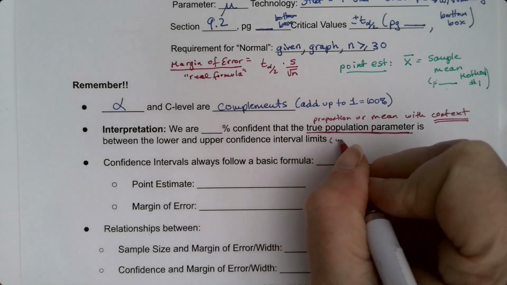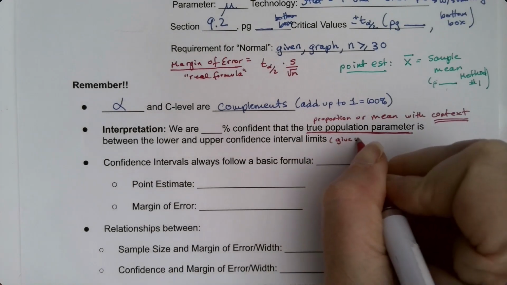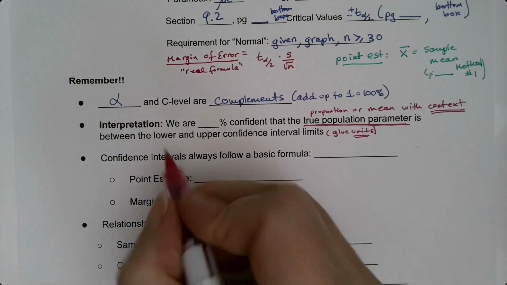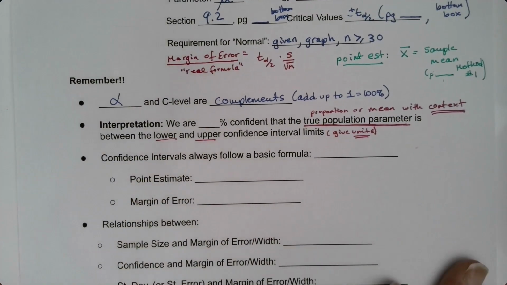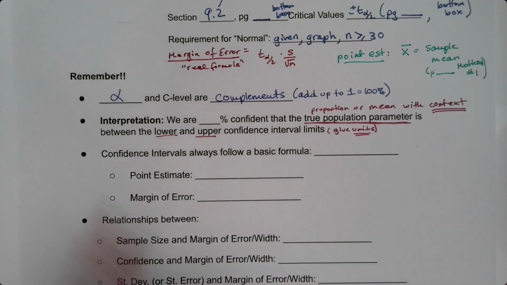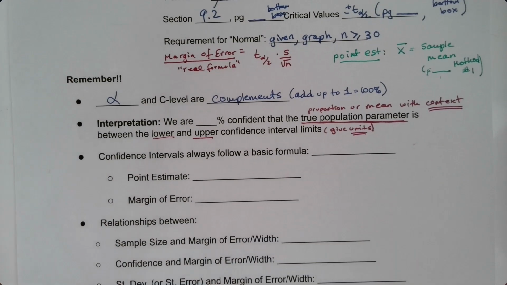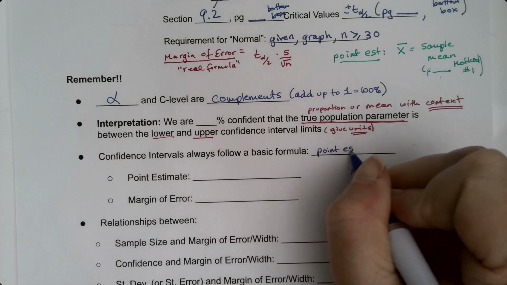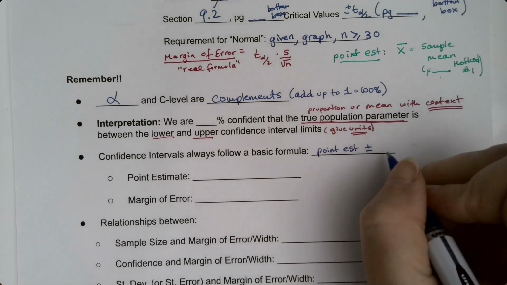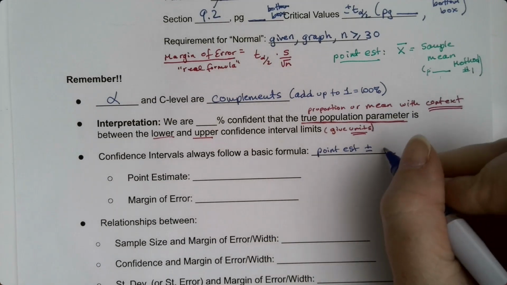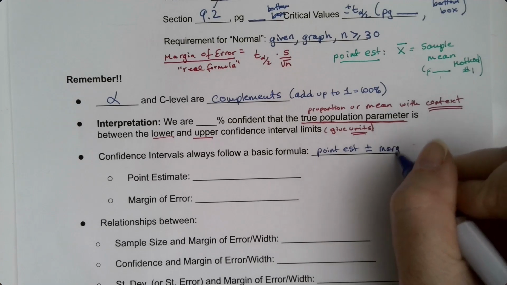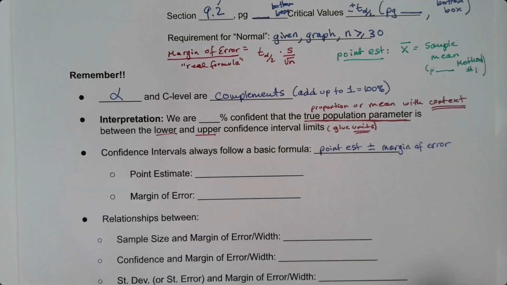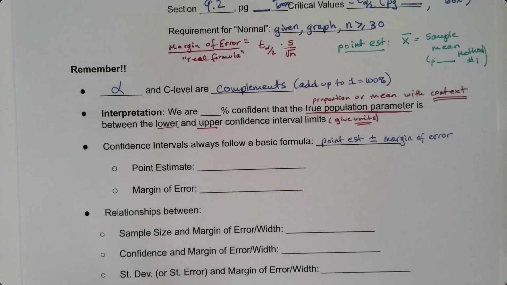And these upper and lower confidence interval limits may include units. So give units as well for the upper and the lower. I already wrote this up above, but I'll say it again. It's the point estimate plus or minus the margin of error. That is always the basic formula for what we're using.